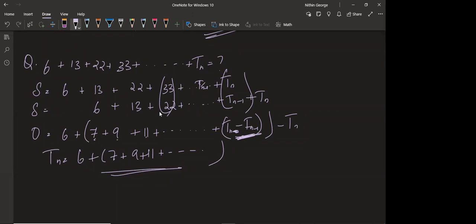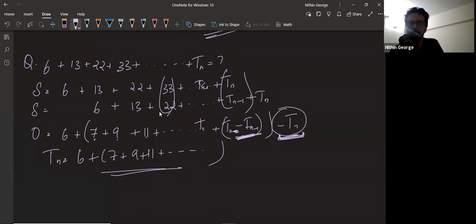Sir, if I send Tn to that side, like T of n minus, that means within the bracket the Tn will get cancelled. And then after that, I can just send Tn minus 1 to that side. Then you can find another Tn minus 1 here, which will also get cancelled. Oh, okay, okay.